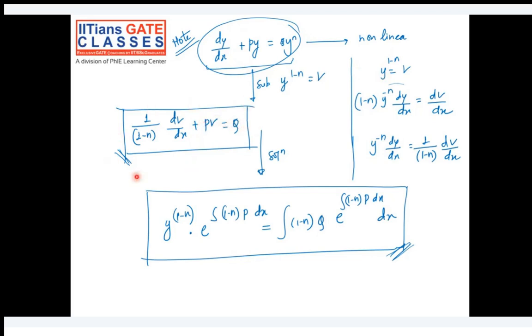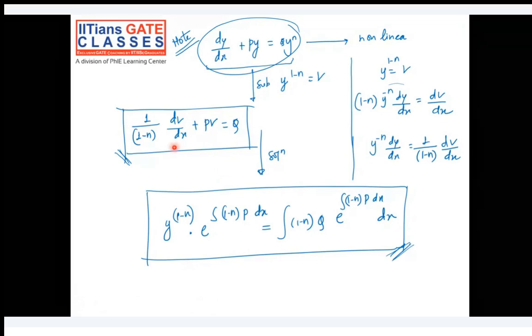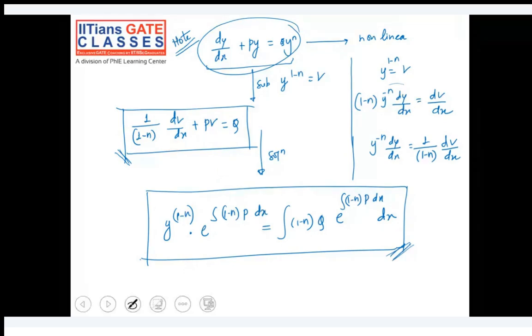Okay, so the solution part is, basically, with this you have converted the non-linear equation into the linear form, and you know the solution. What is the solution? V into integrating factor is equal to integration of q into integrating factor, right? So how can you write this equation basically? You can also write it as dv by dx plus 1 minus n into p is equal to q into 1 minus n, right?